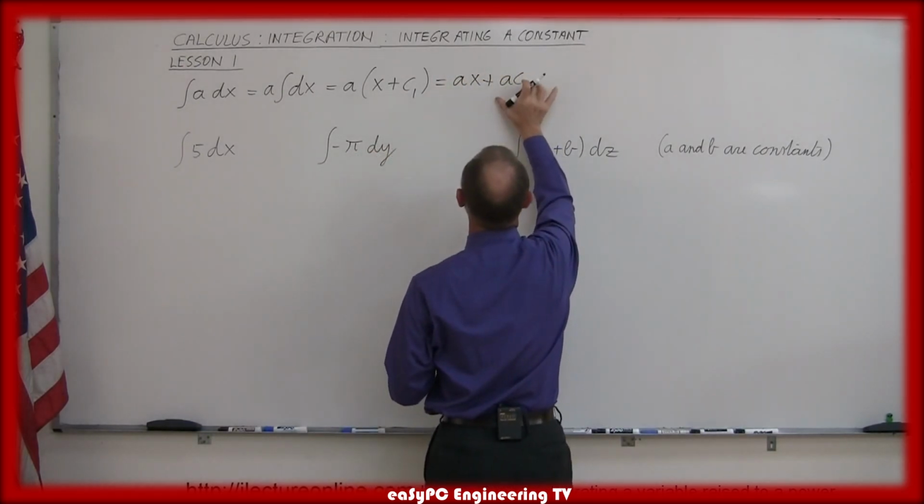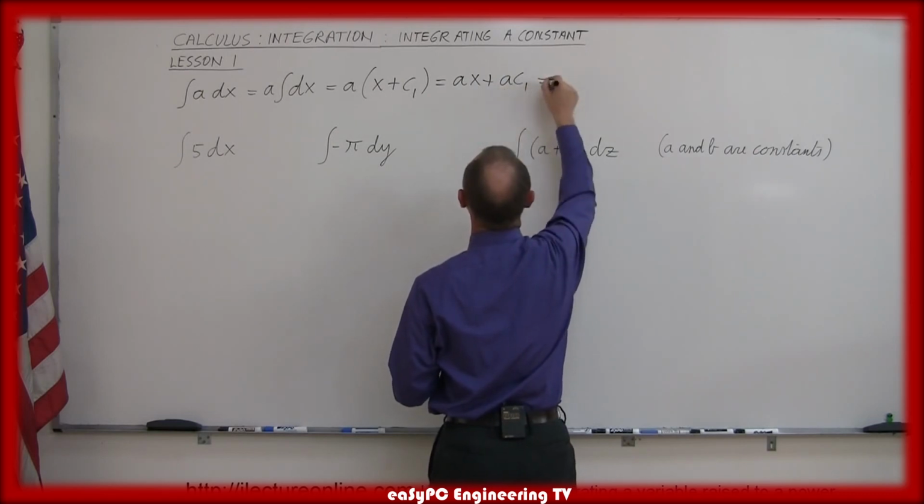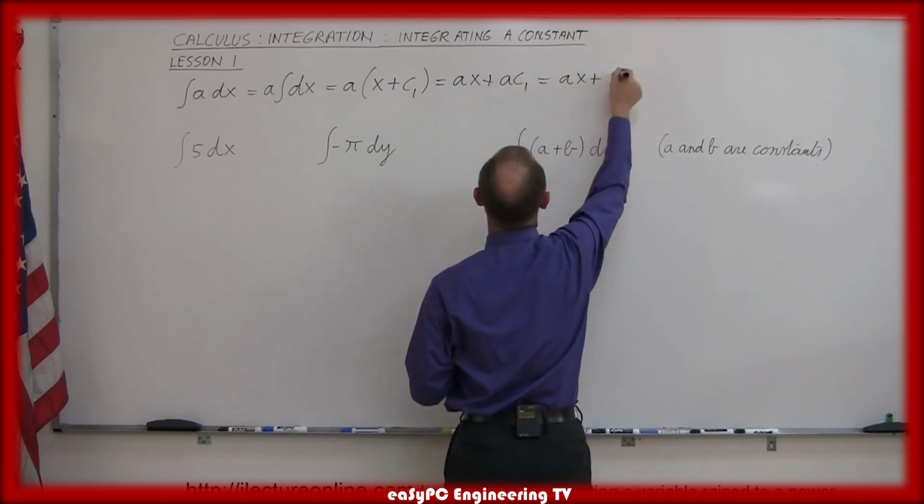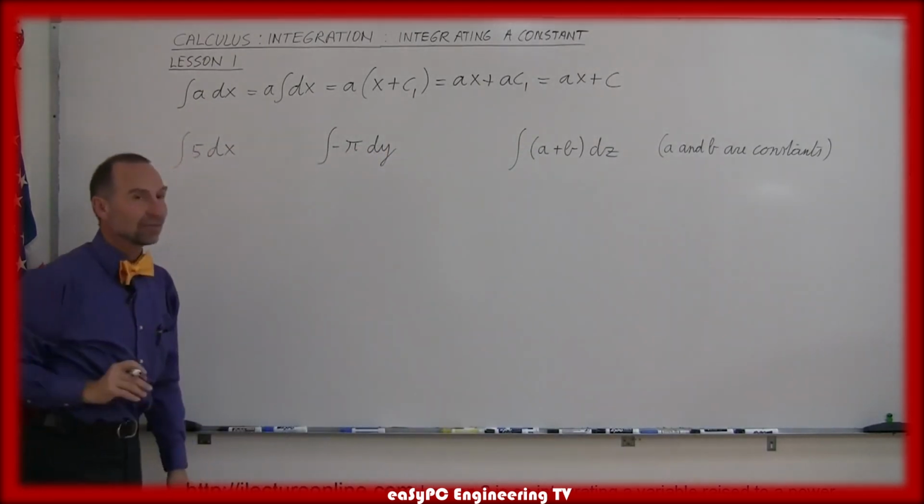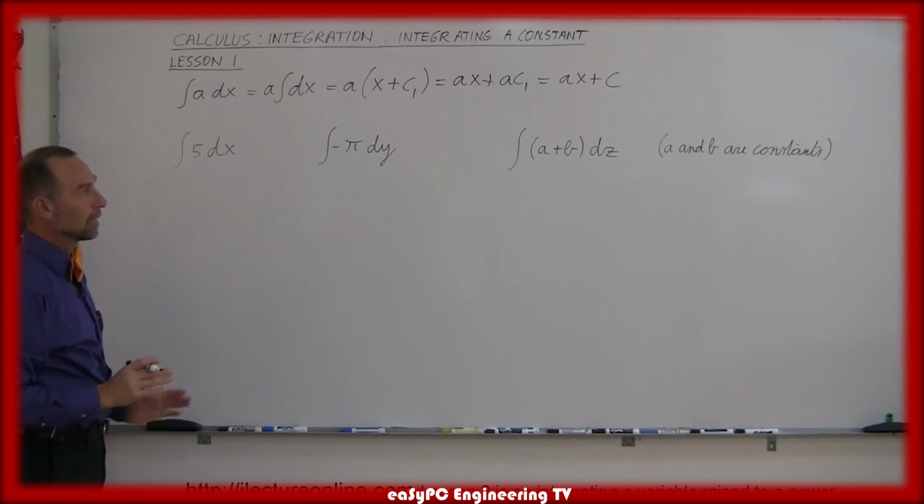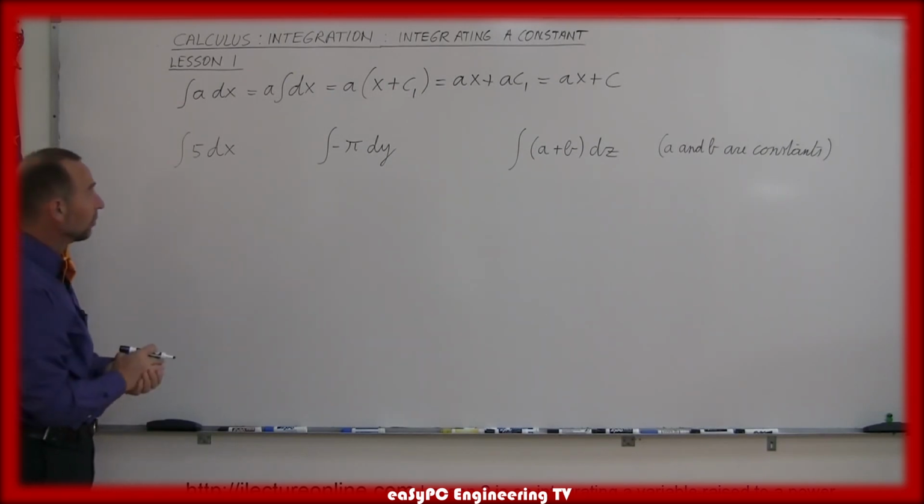and you can just combine these two. Since both of these are constants, you can write this as ax plus c, and that's the integral form of the constant a times dx. So to illustrate that with some examples, here we go.